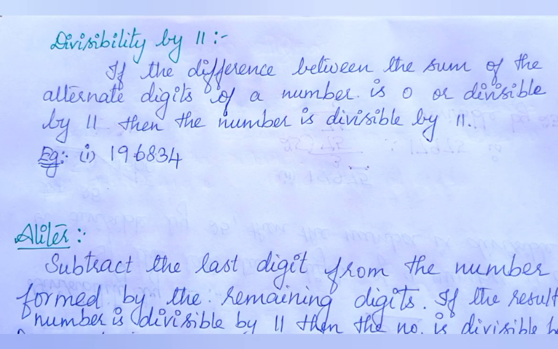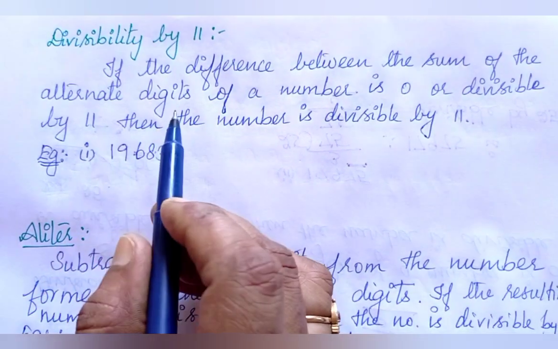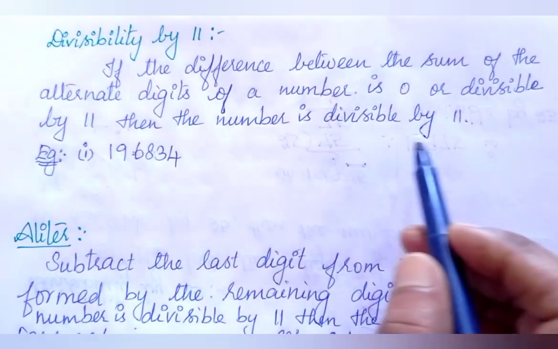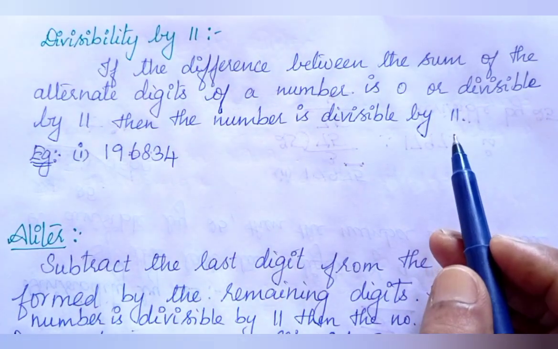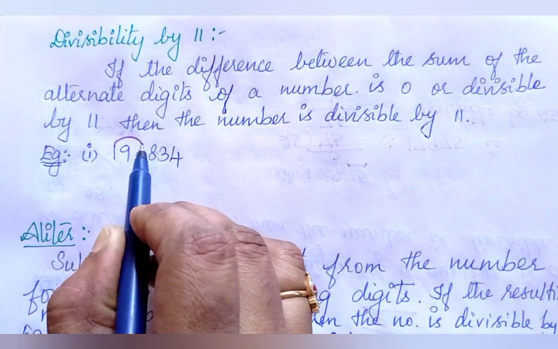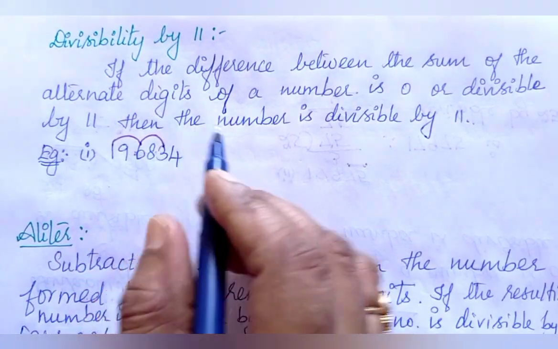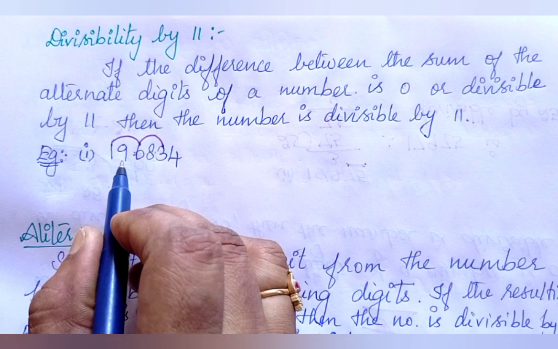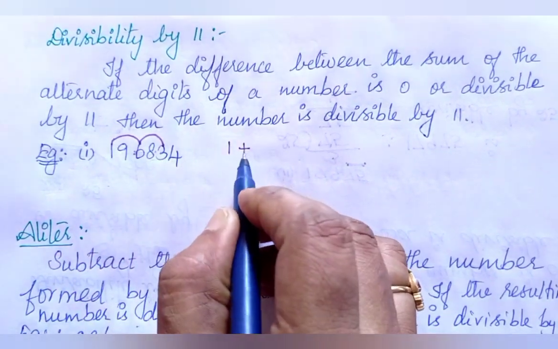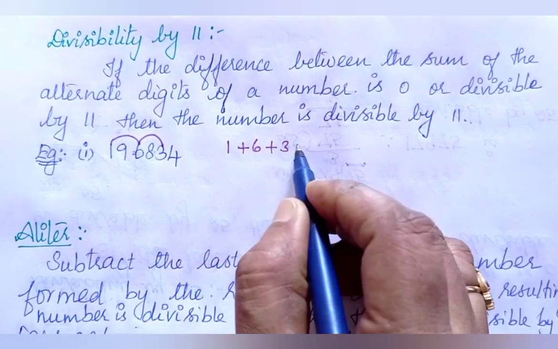Children, here I come with the divisibility rule of 11. If the difference between the sums of the alternate digits of a number is 0 or divisible by 11, then the number is divisible by 11. Here we have an example. The meaning of it is we have to select the alternate digits and find their sum. Alternate digits means we should leave a digit in between, and it's 1 plus 6 plus 3, we will get 10.